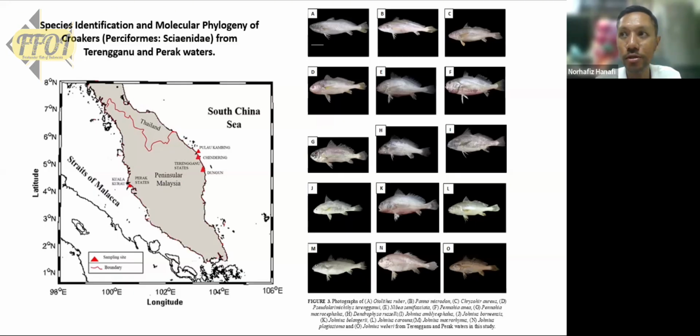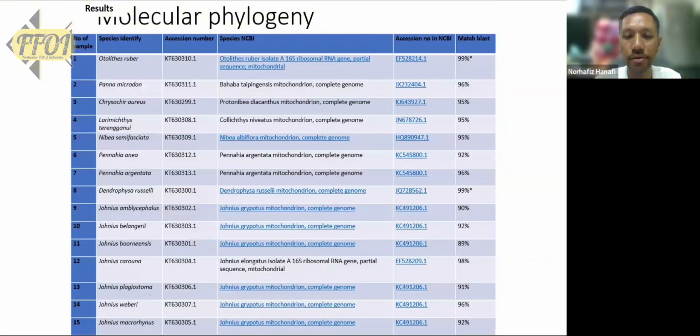We need to explore, we need to sample, we need to do the morphological, taxonomic, and genetic work. This is how we can know the new species, and then know the diversity of the area.